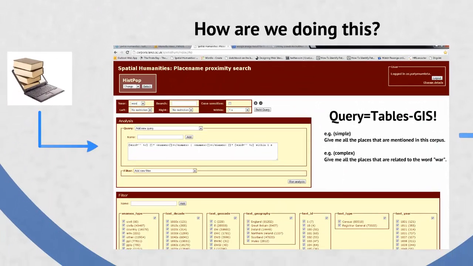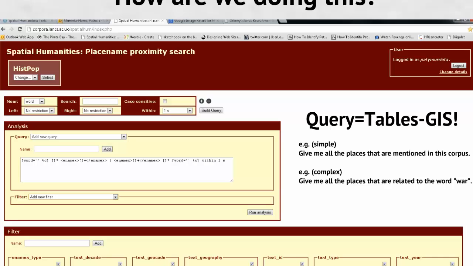So how are we actually doing this? Once you have digitized the corpus that you want to work with and you have marked it up, you can use a fantastic tool that our team in Corpus Linguistics built for our project. This tool is called Place Name Proximity Search, and it allows you to create queries regarding that particular corpus. You can ask a simple question such as, give me all the places that are mentioned in this corpus. The result from this tool will be a series of tables that can be very easily and directly input into GIS.